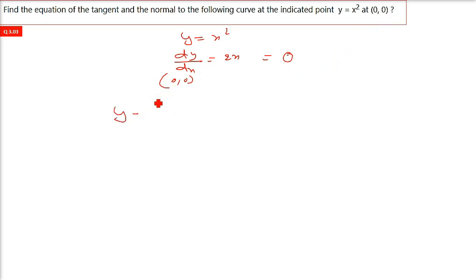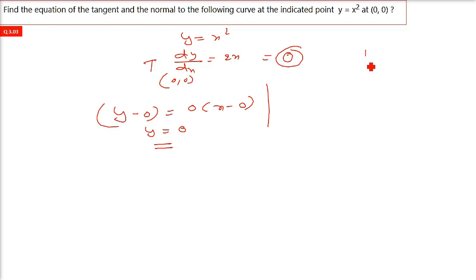What is the equation of the line? y minus y1 equals m into (x minus x1). So x1, y1 is 0, so just write x1 and y1 as 0, 0. Then we have this. The 0 is the slope of the tangent. What is the slope of the normal? -1 by 0. Okay.